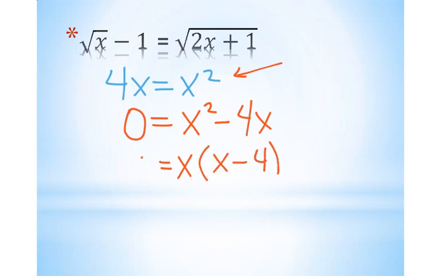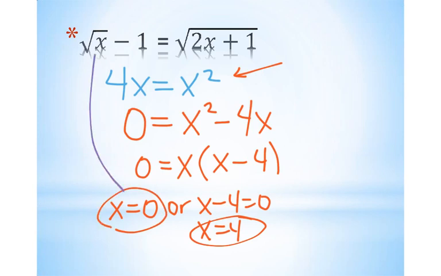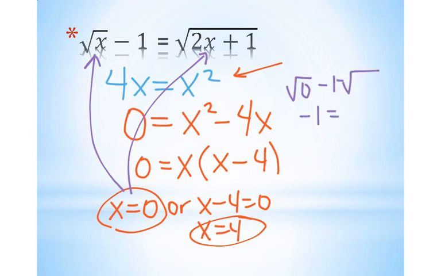and then using the zero product property, either x equals 0 or x minus 4 equals 0, which would mean x is equal to 4. So I actually have two solutions here. So that means I need to try each one of them individually. So I'll first try 0. And so that's going to be square root 0 minus 1. That's 0 minus 1 equals, and the square root of 2 times 0, which is 0 plus 1.